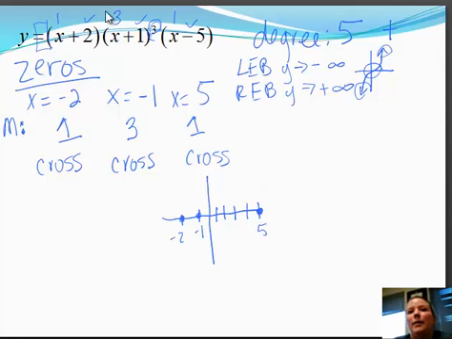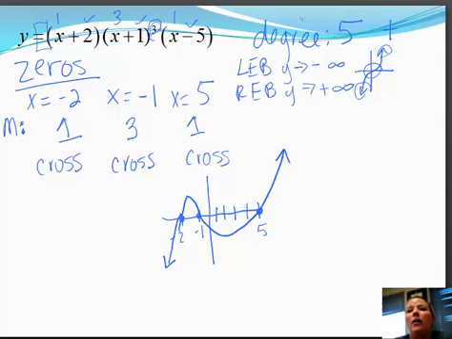Okay? Now this graph, we said it was positive, so it should start down. All 3 of these are going to cross. So it's going to be kind of like a little loop-de-loop, because they're all crossing, nothing's bouncing. So it's going to go up through the -2, back down through the -1, back up through the 5, and on to infinity. This one's going to negative infinity.